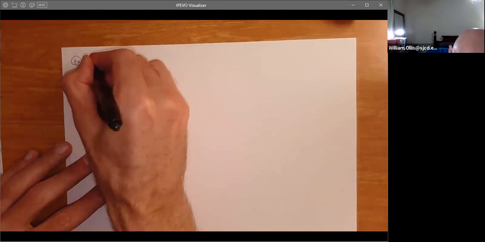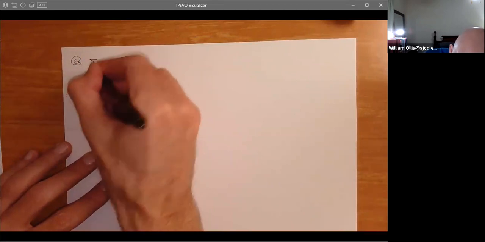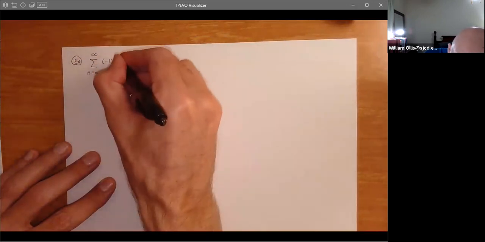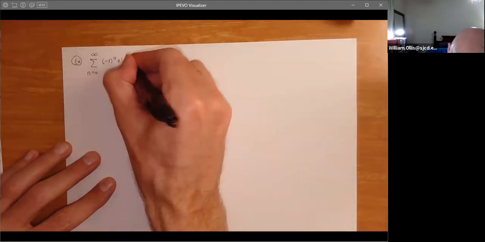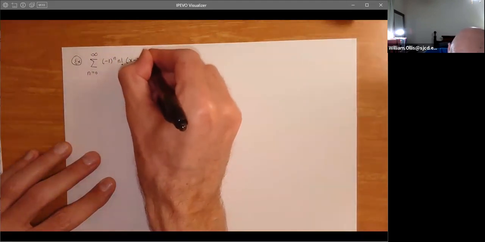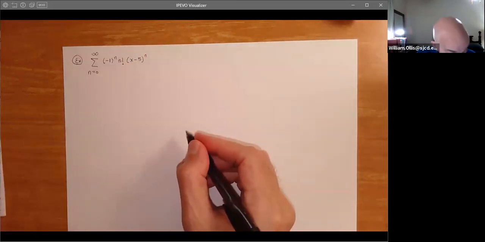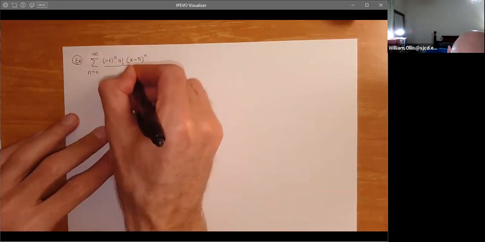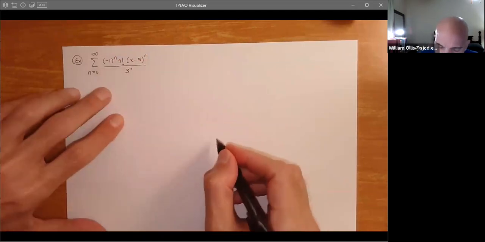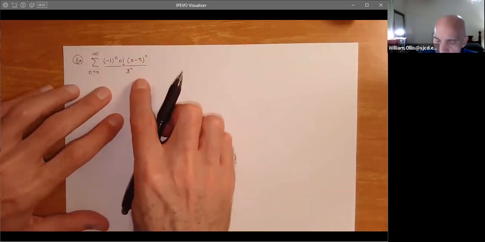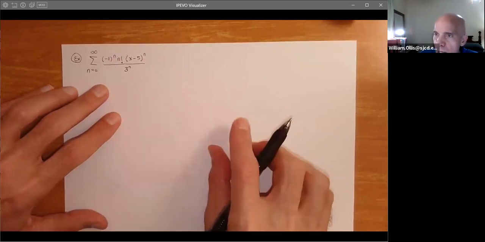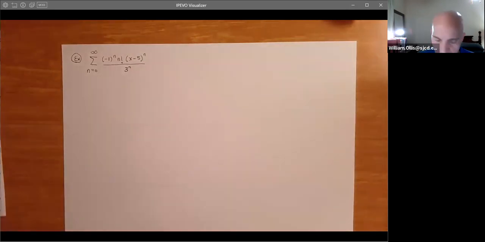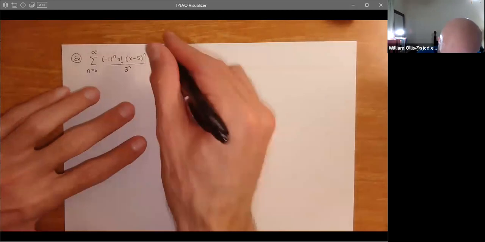So we have the series n equals 0 to infinity, negative 1 to the n, n factorial, then we have x minus 5. So this particular series is centered at 5 instead of 0. And then we have divided by 3 to the n. Now when we look at this, we're thinking, that 3 to the n grows pretty fast. It's exponential, and so does that n factorial. So there's a tug of war going on here. And so let's just look to see what the ratio test says about this particular setup here.